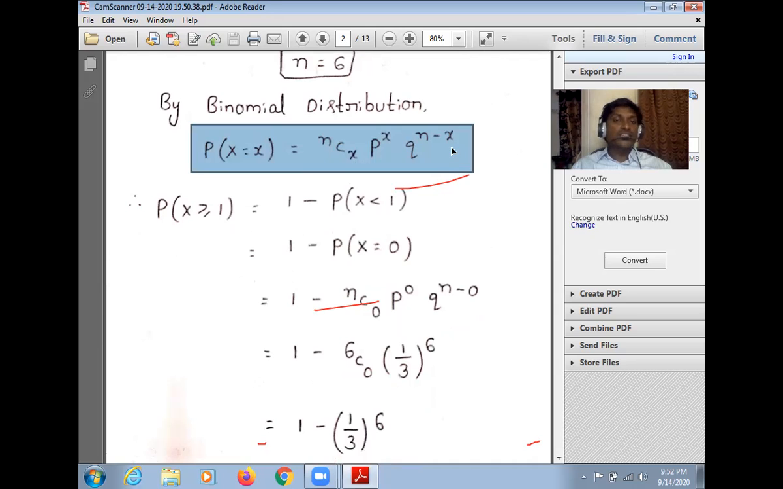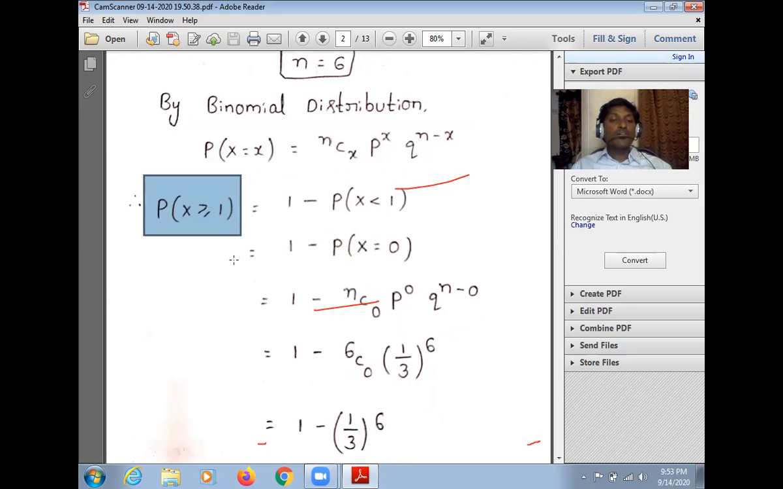n minus x. If you observe, in some cases they may mention small r in place of small x: nCr, p power r, q power n minus r. So that one they can write, or simply in place of r we can use small x. Okay, so here it is. What we have to calculate? P of x greater than or equal to 1.